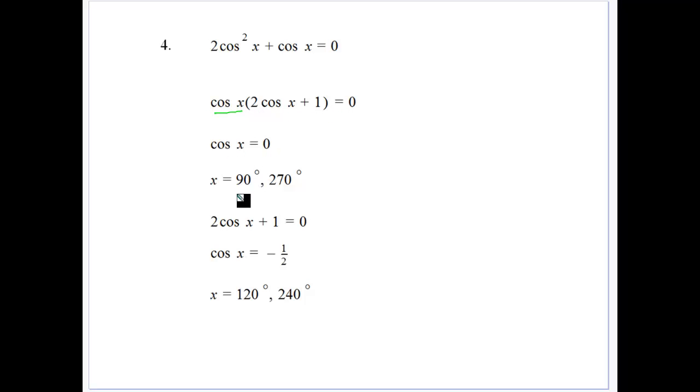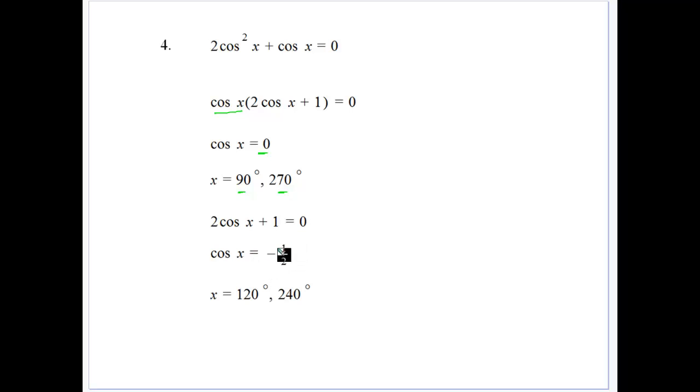So cos x is equal to 0. Where is cos x equal to 0? At 90 or 270 degrees. So we need to remember those situations where cos x is equal to 0. 2 cos x plus 1 is equal to 0, which comes down to cos x is equal to minus a half.